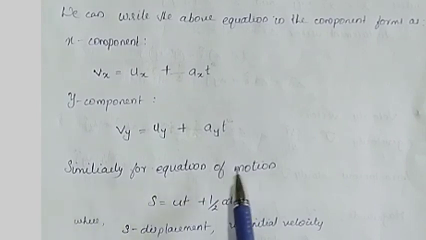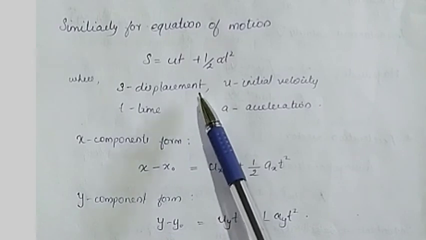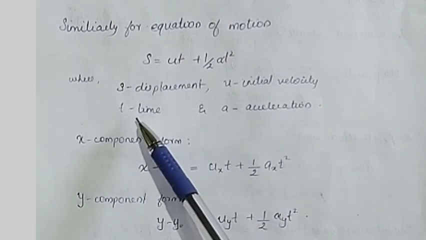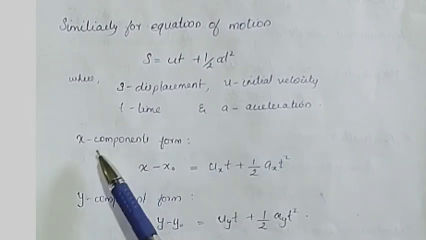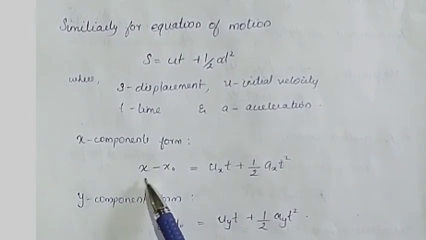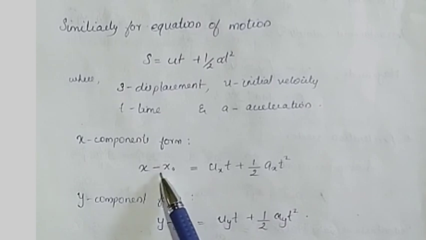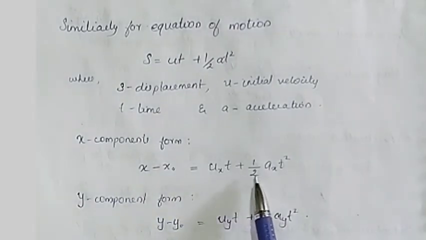Similarly, for the equation of motion s is equal to ut plus half at square, here also we can obtain the component form. We know that s here is the displacement, u is the initial velocity, t is the time, and a is the acceleration. So, to obtain the x component, the displacement can be represented as x minus x naught, which is equal to ux t plus half ax t square, and the y component is given by y minus y naught is equal to uy t plus half ay t square.